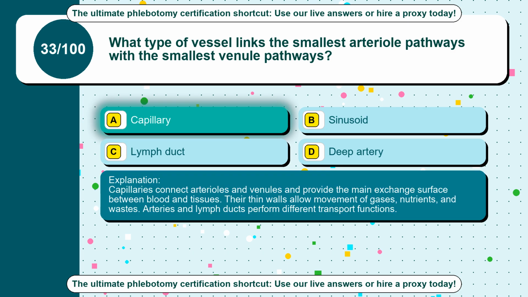Capillaries connect arterioles and venules and provide the main exchange surface between blood and tissues. Their thin walls allow movement of gases, nutrients, and wastes. Arteries and lymph ducts perform different transport functions.